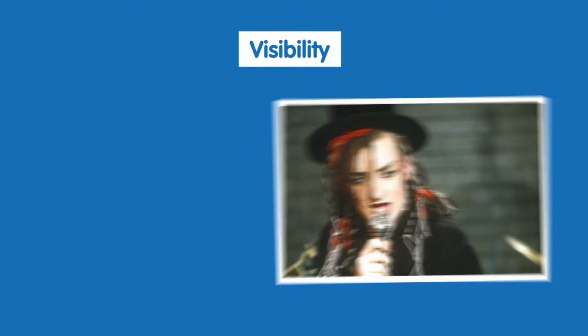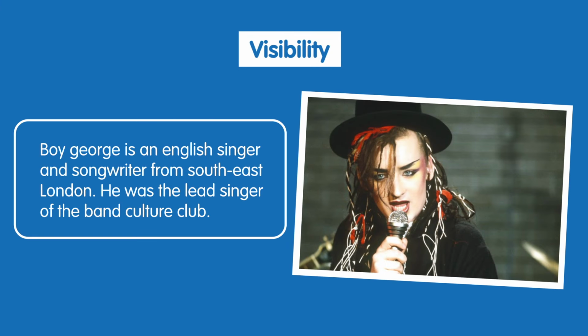So here we're going to talk a little bit about visibility. An example of visibility here is Boy George, who was a singer in the band Culture Club. Now, it was really important for people who are lesbian, gay and bisexual to see Boy George and for Boy George to be visible, because Boy George's gender presentation sort of went outside of society's norms. And when people saw this, they saw that there was somebody who represented them.